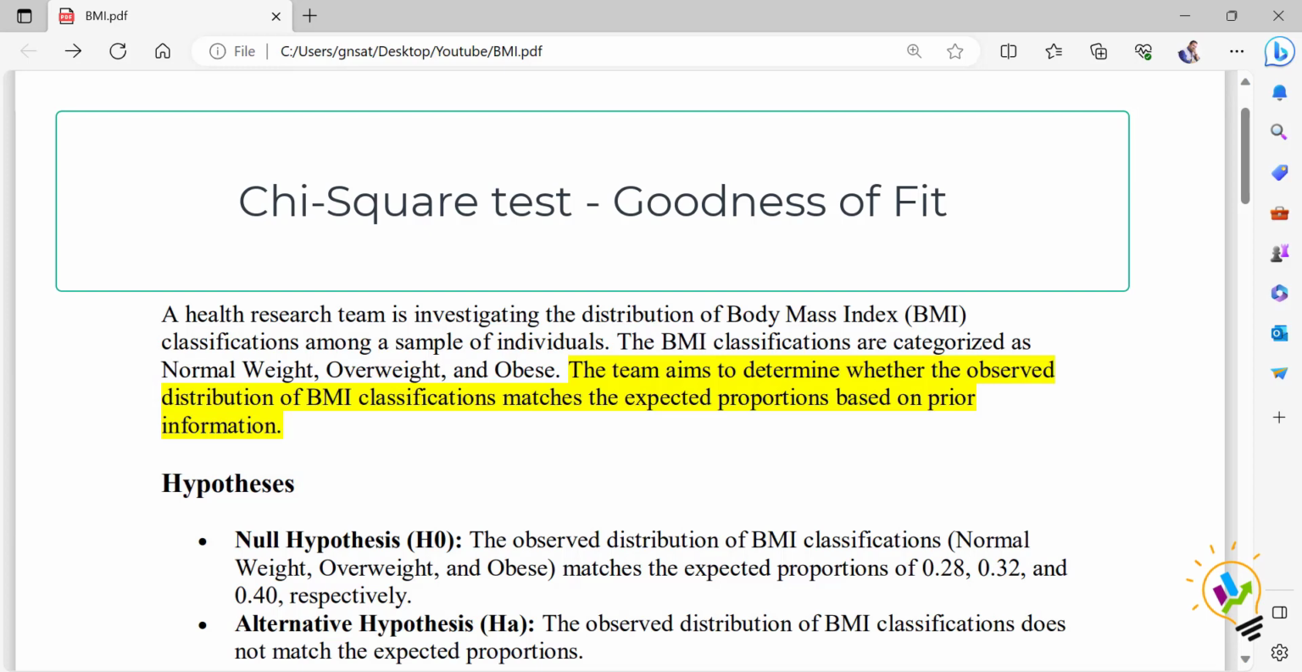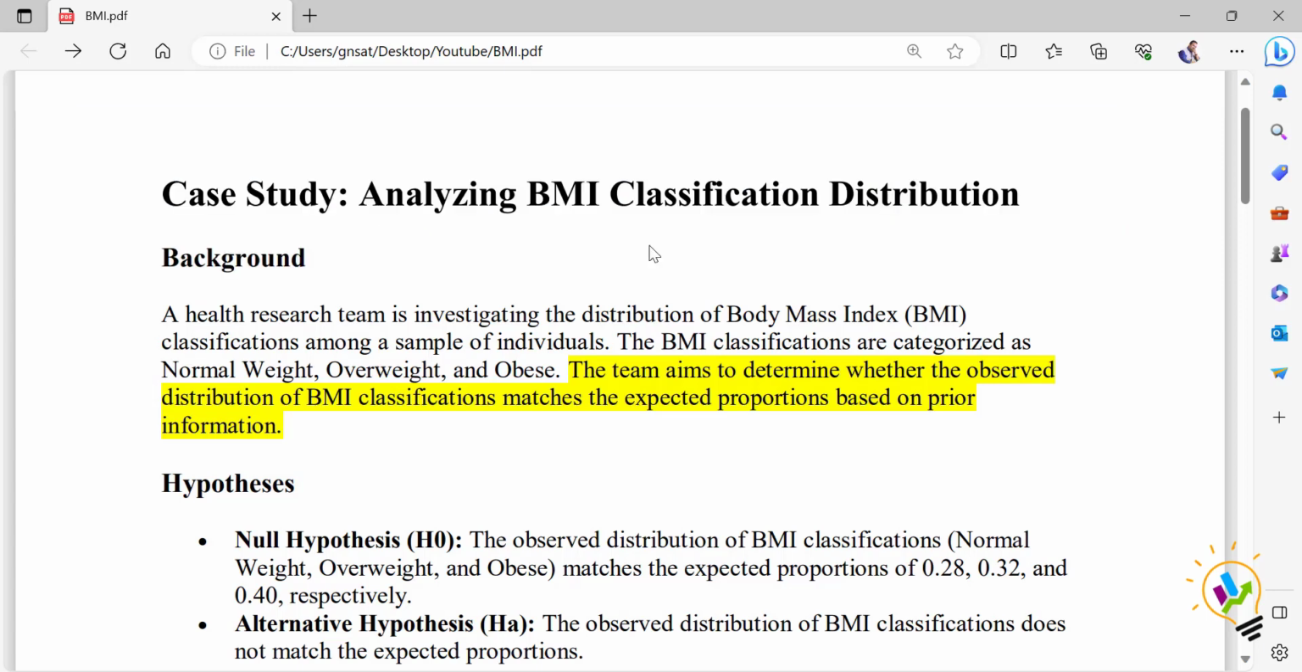In this video, I am going to discuss the chi-square goodness of fit test. We know chi-square is a non-parametric test where we have dependent and independent variables, both of which will be nominal or categorical. But in this case, we are going to take only one variable, which is a nominal variable. And we are going to discuss this chi-square goodness of fit test with the help of a case study.